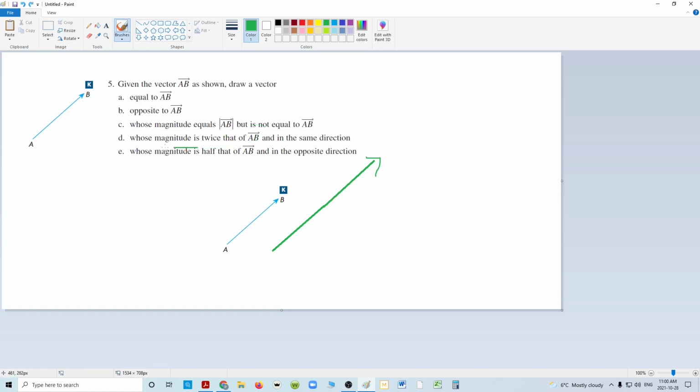Whose magnitude is half in the opposite direction? Half is a little harder to do. It's more guesswork, but it's roughly that. And then because we want the opposite direction, we do that. And it helps if you label it CD. So this would be vector CD like that, telling you to go from C to D.